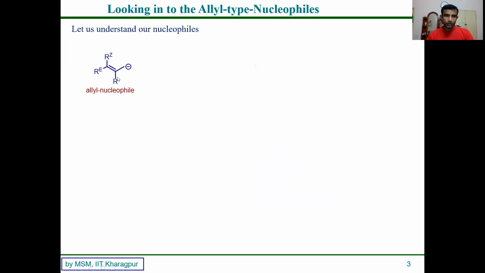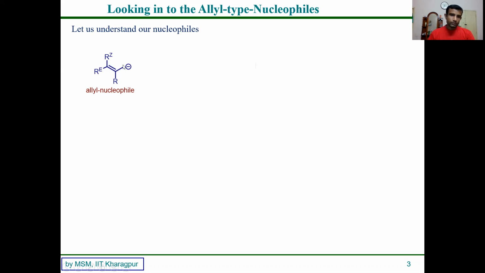So allyl nucleophile, all of you know, is an allyl group with an sp3 carbon next to a double bond, an alkene. If you put a negative charge on this sp3 carbon, this carbanion will be in conjugation with this double bond, and you get an allyl nucleophile.